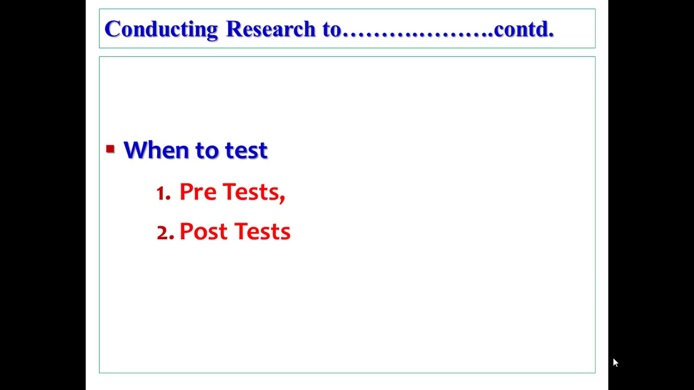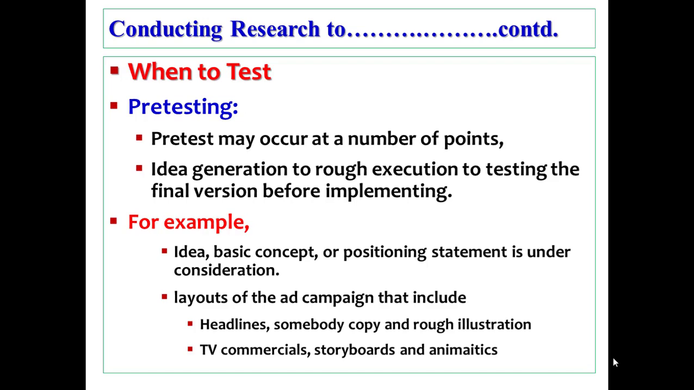The other one is the time when to test: pre-tests and post-tests. Pre-testing may occur at a number of points, for example, the idea generation stage, the rough execution stage, or the final version before it's implemented. The idea could be tested, and the idea will be turned into a rough execution. This rough execution can also be tested, and the final version before it's disseminated to the society could also be tested.